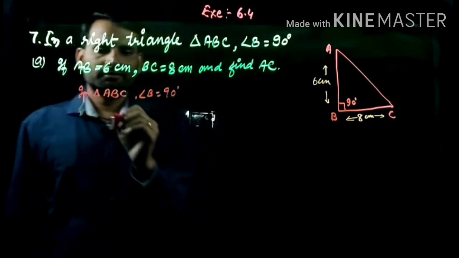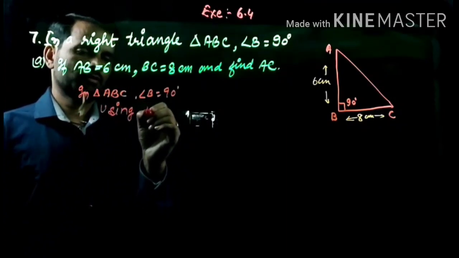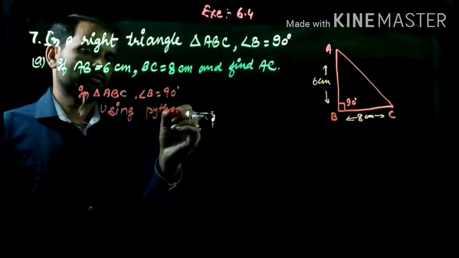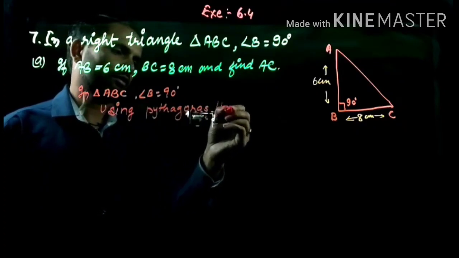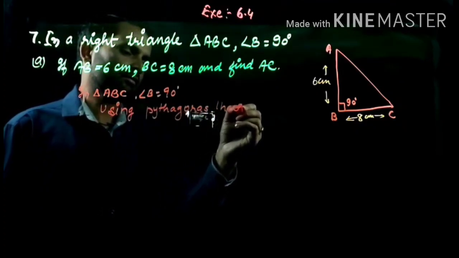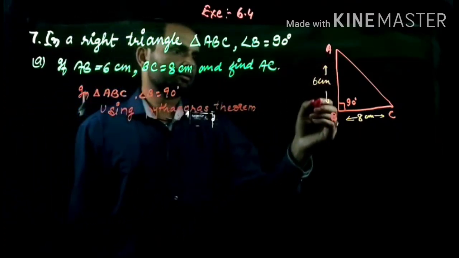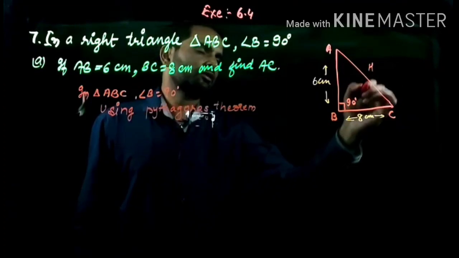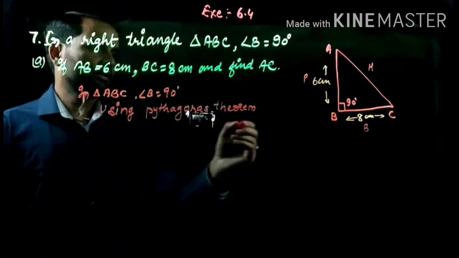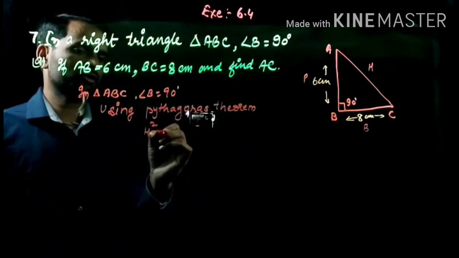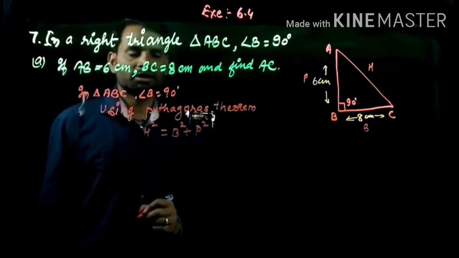Okay, so using the Pythagoras theorem. What is the Pythagoras theorem? In a right angle triangle, this is the side H, the hypotenuse, this is the base, and this is the side P, the perpendicular. The hypotenuse square is equal to base square plus perpendicular square. It is the Pythagoras theorem.